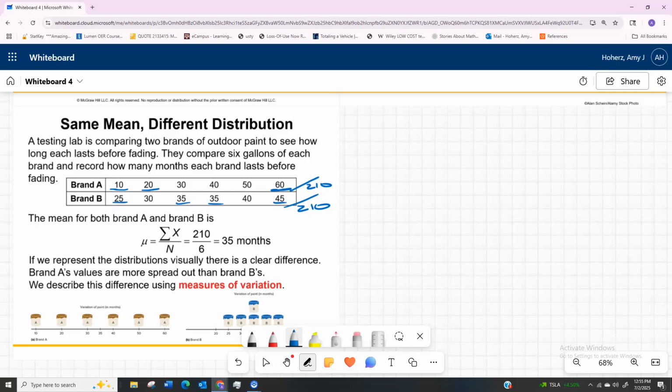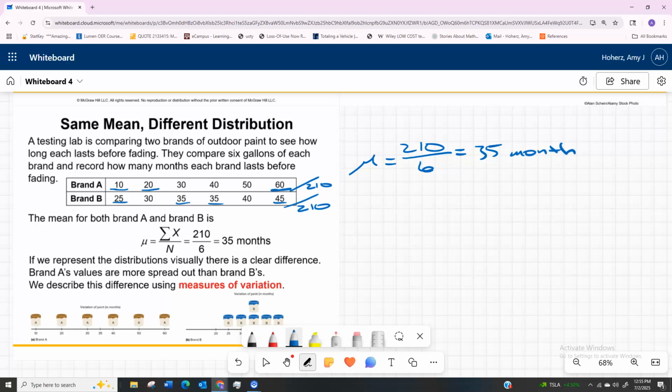So when I add these two data sets, each of them gets the exact same sum. To compute the mean, you're going to take the total, which in both cases is 210, and you're going to divide it by how many there are, which in both cases is 6 gallons. So if I divide 210 by 6, I get a 35-month average before each of these brands starts to fade. So the mean for both brands is the same.